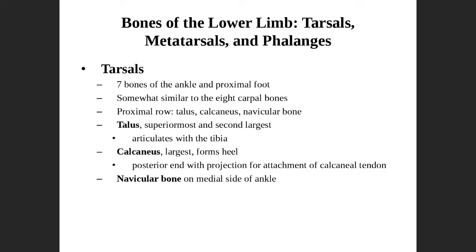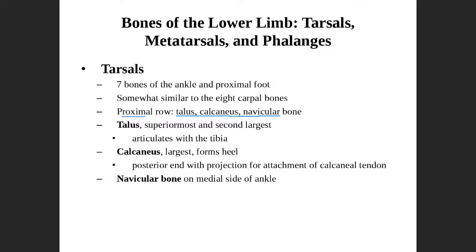So in the wrist, we had carpal bones. In the foot, we have tarsal bones. And in the wrist, we saw that you had two rows, a proximal row and a distal row of carpal bones, and there's 4 in each. Well, in the tarsals, it's a little bit different. We do have a proximal and a distal row. So in the proximal row, we're going to have our talus, calcaneus, and navicular bone. Well, what are those?